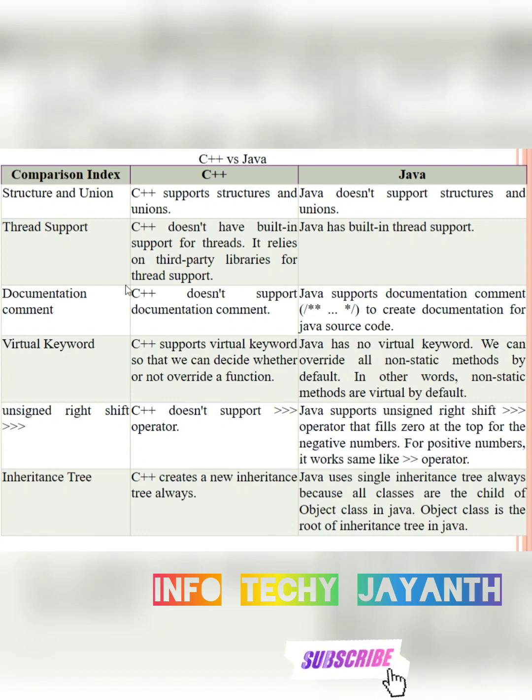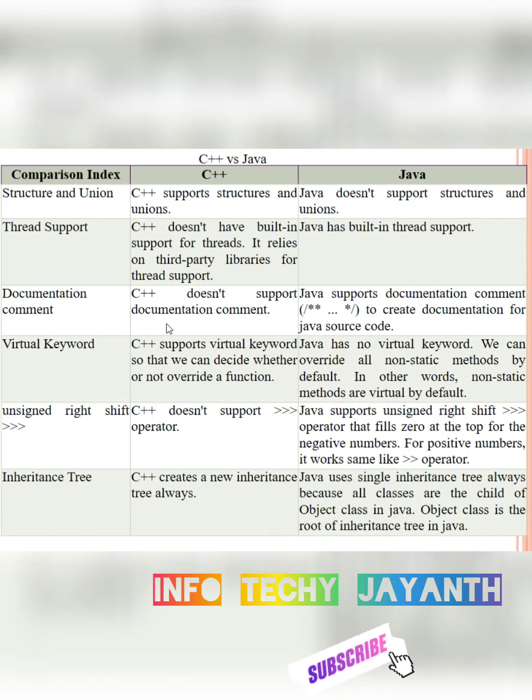And then thread support. In C++ we don't have built-in thread support, but using third-party libraries, let's say if you download some Apache commons library and import it, you can achieve threading in C++. But in Java it is not like that. It is already there by default. So built-in thread support is provided by Java.